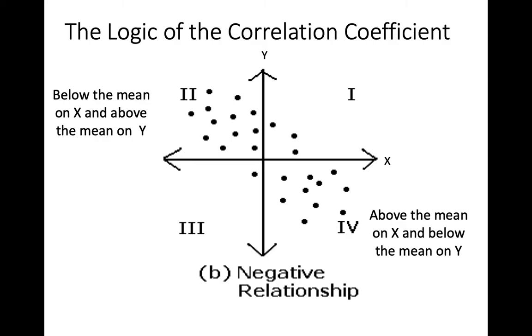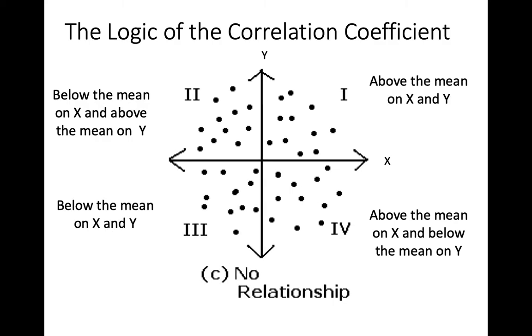What about a negative relationship? Applying the same logic, we have some scores that are above the mean on x but below the mean on y, falling in this quadrant. We also have scores that are below the mean on x but above the mean on y. So we've got highs paired with lows and lows paired with highs. And more precisely, high versus low means being above or below the mean.